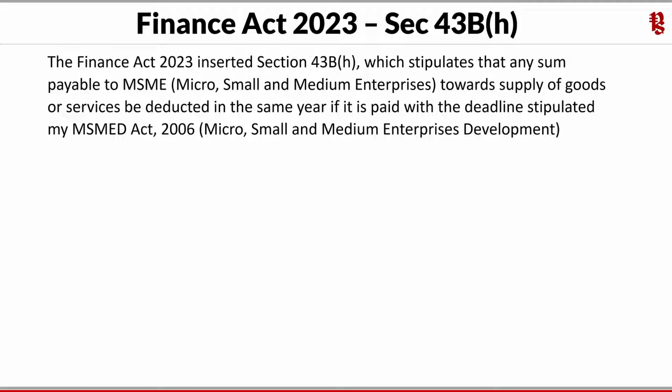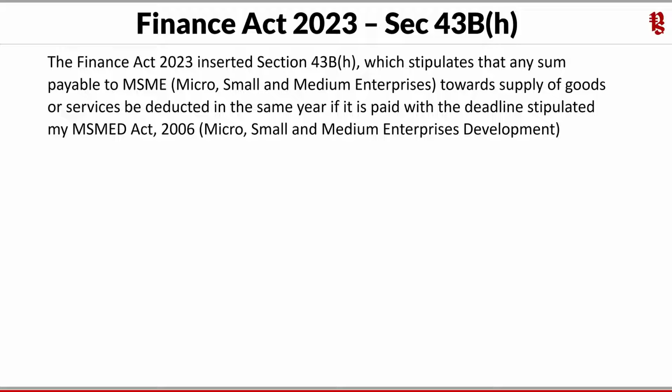Just to simplify, if any enterprise procures any goods or services from an MSME and if the payment is not made within the stipulated days, which is 45 days or 15 days, in such a case, the amount of the value of purchase of goods or services cannot be claimed as an expense during the financial year. There are certain applicability and exemption criteria.